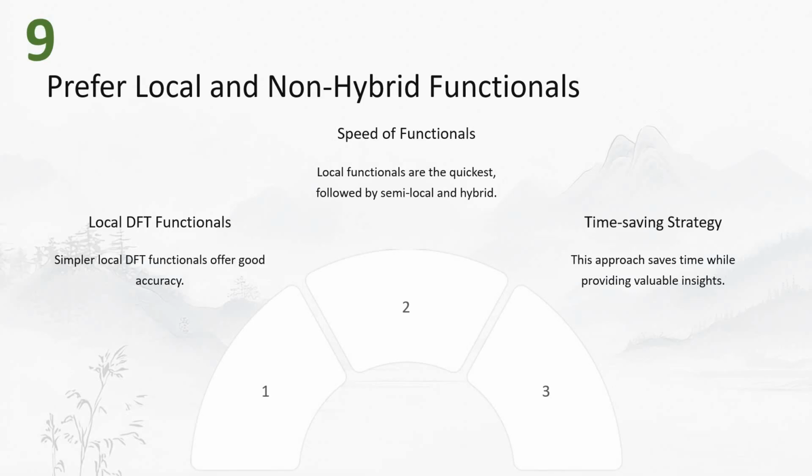And the ninth way is to prefer local and non-hybrid functionals. You don't need a high accuracy DFT method for every study. In many cases, you can use less accurate and faster DFT methods. In comparison, local DFT functionals are the fastest, followed by semi-local and then hybrid functionals.